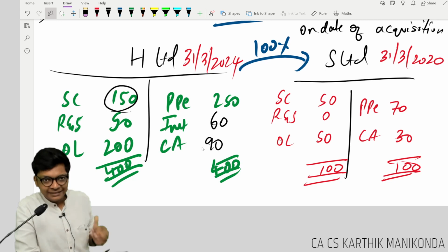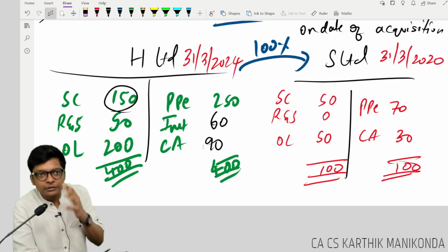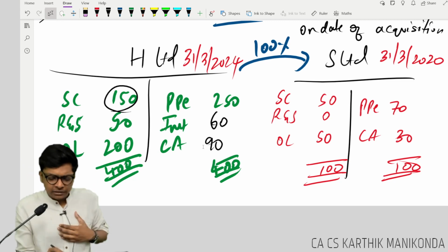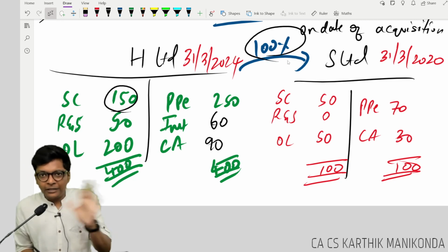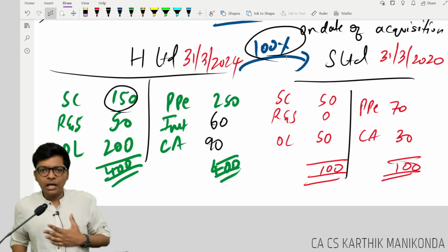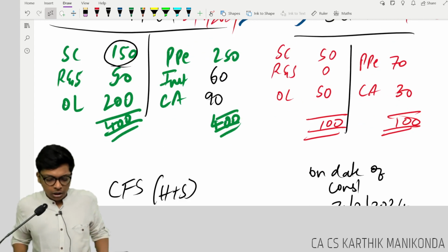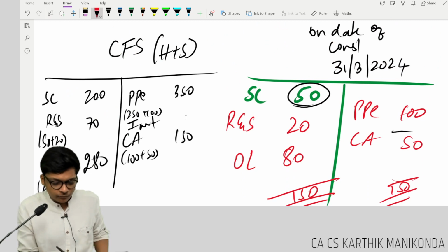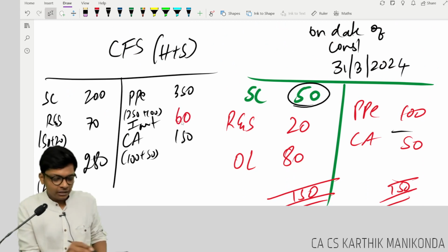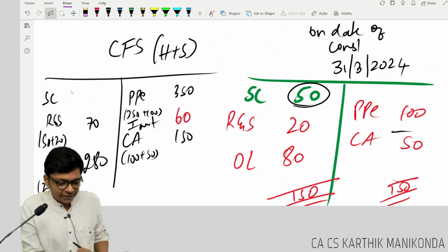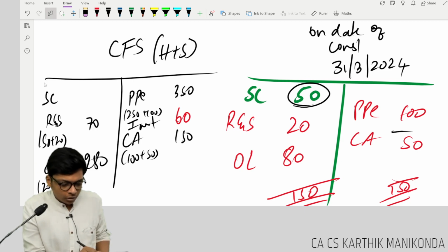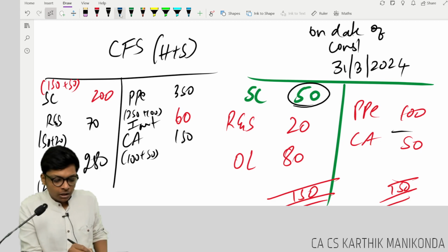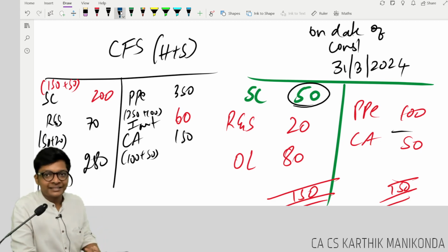Correct? This is the only change I am bringing upon this question. Meaning instead of investing 50, you invested 60. Same 100% remains. No minority yet. Are you following, guys? Now what will change? Here the investment instead of 50 it will be 60 and the breakup of the share capital will be 150 plus 50, which is, now how to do my adjustments we discussed.